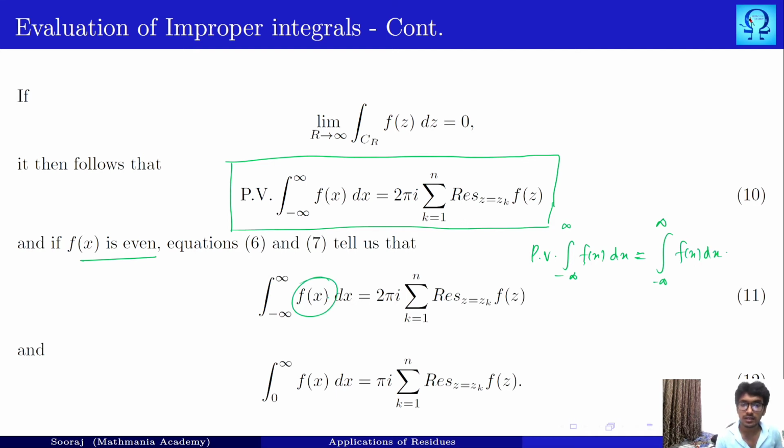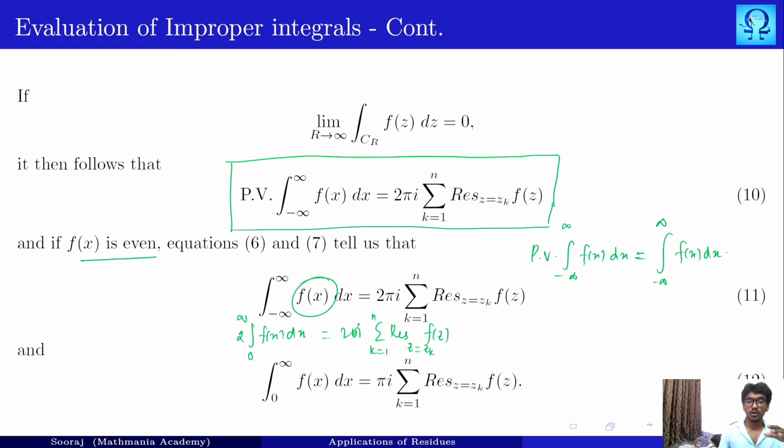So using that idea, since f of x is assumed to be even, this can be written as 2 times the integral from 0 to infinity of f of x dx, which is equal to 2 pi i times the summation, k runs from 1 to n, of the residue at z equals z_k of f of z. Now the 2 on both sides gets cancelled and we have equation 12, the last equation that we have.